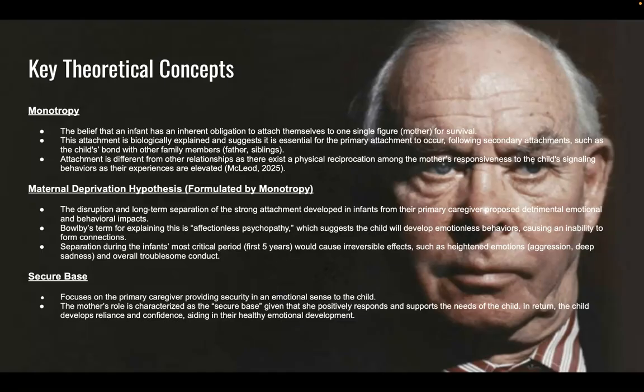Now, talking about his key theoretical concepts, monotropy. Monotropy is the belief that an infant has an inherent obligation to attach themselves to one single figure, in this case their mother, for survival. This attachment is biologically explained and suggests it is essential for the primary attachment to occur, followed by secondary attachments such as the child's bond with other family members, including their father and siblings.